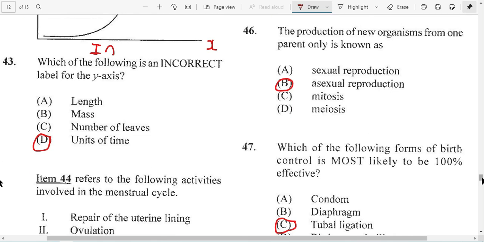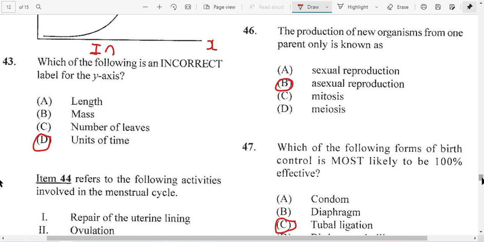The production of a new organism from one parent only is known as asexual reproduction. B is our answer for 46. A requires two parents, and mitosis and meiosis speak to cell division.